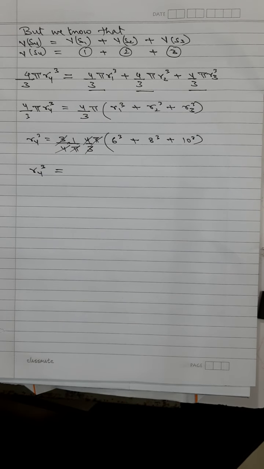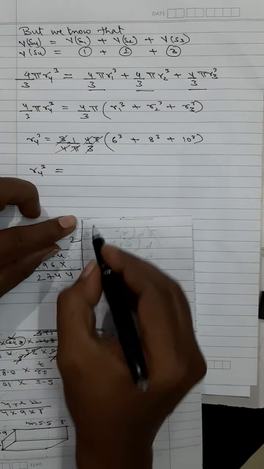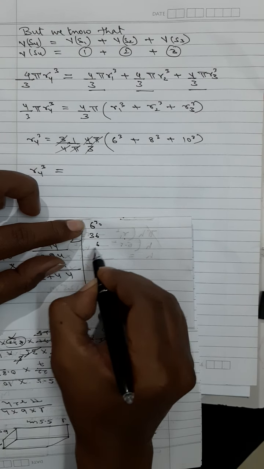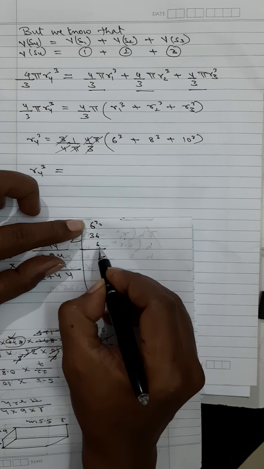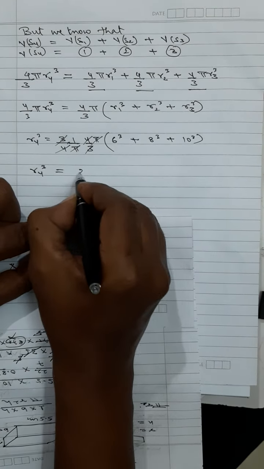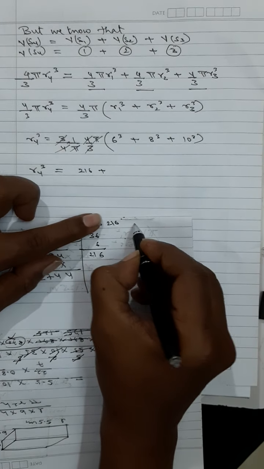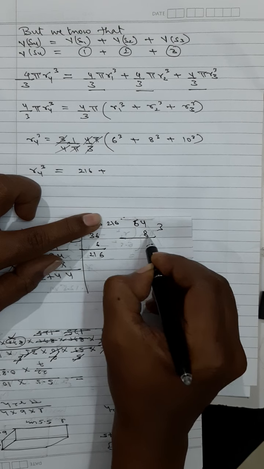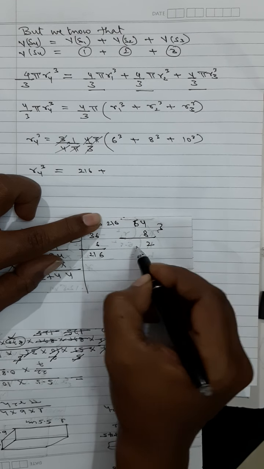6 cube is equal to 6 into 6, 36, 36 into 6, 6 6s are 36, 18, 19, 20, 21, 216. This will be 216 plus 8 cube, 8 8s are 64, into 8. 8 4s are 32. 8 6s are 48. 49, 50, 51.